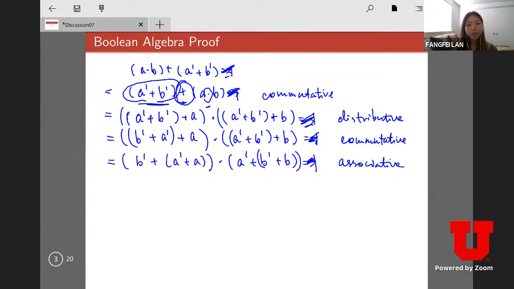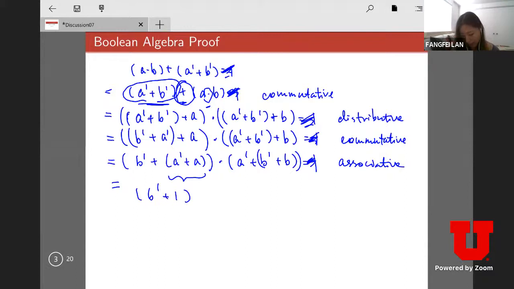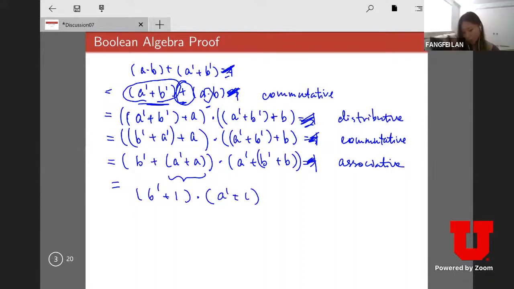So now what do we do? Same thing that you said before. What is this? That'd be B complement plus 1. Yes, B complement plus 1. And then this side is what? That'd be A complement plus 1. Yep, A complement plus 1. What rule did we use? We used negation.